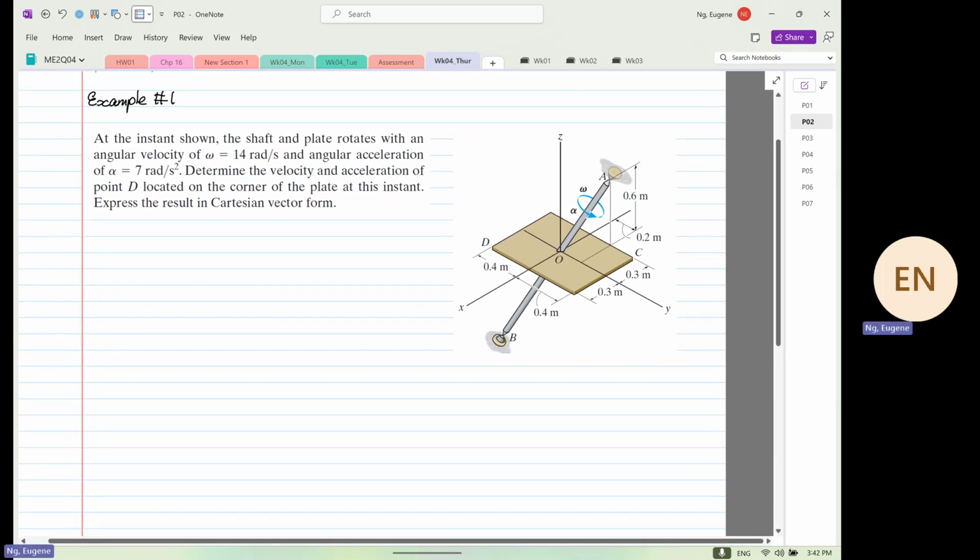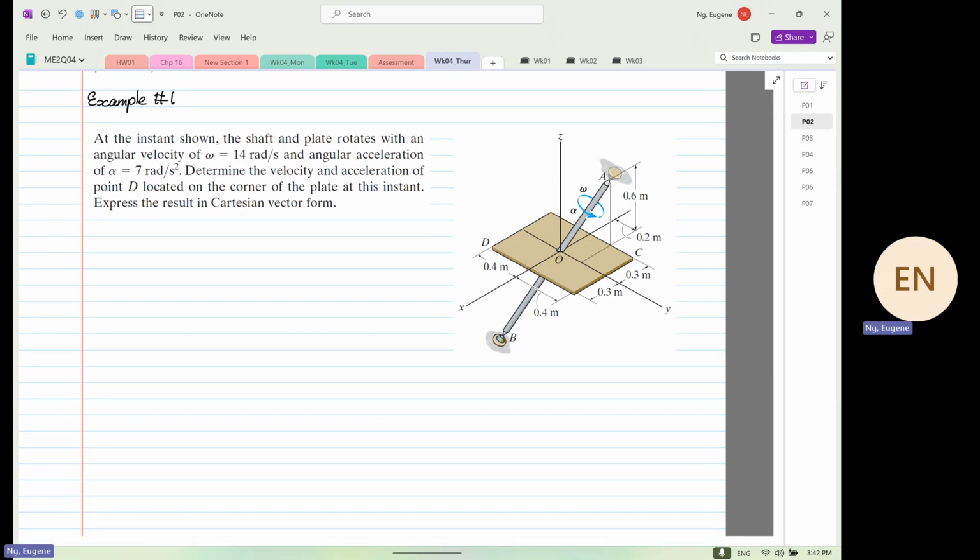So what you see over here is the shaft and plate rotating with an angular velocity of omega 14 radians per second and angular acceleration of 7 radians per second squared. We are asked to determine the velocity and acceleration of the point D on the corner of the plate at this instant, and express the results in Cartesian format. So we have to find what is going on in point D.